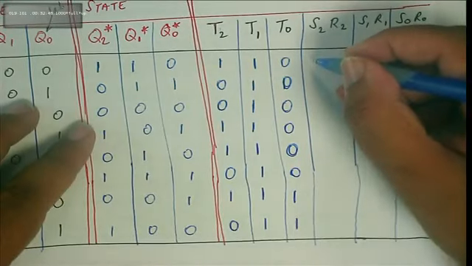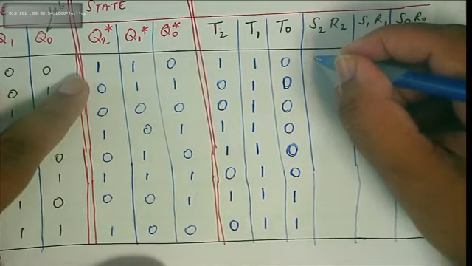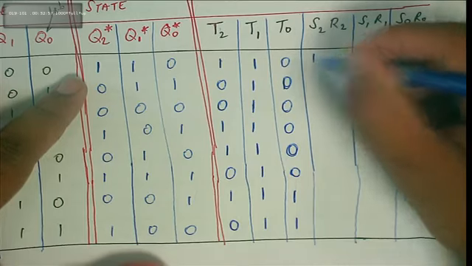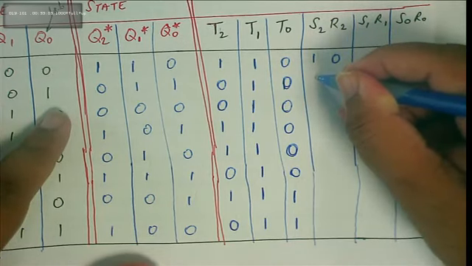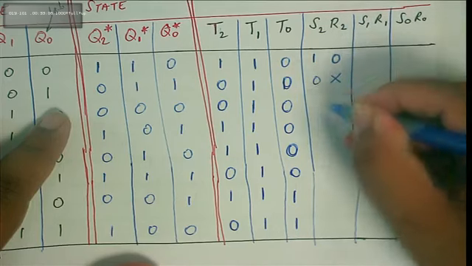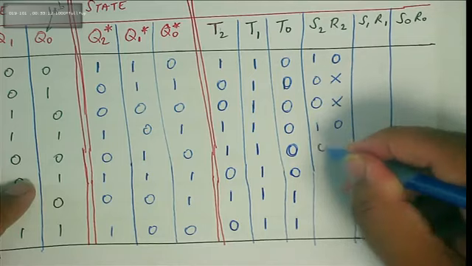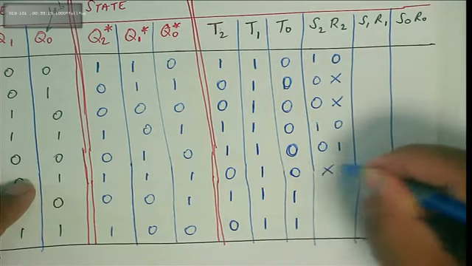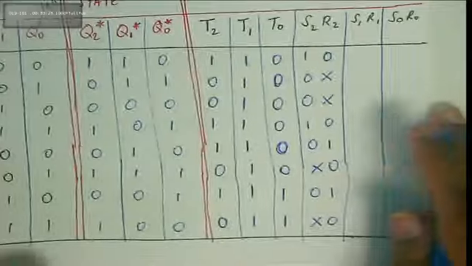So flip-flop 2. So 0, 1, the first line will give you S2R2. The guys in the front? 1, 0? Yeah, is that right? Okay, second line? 0x. 0x again. 1, 0. 0, 1. X0. 0, 1. Right? Okay.